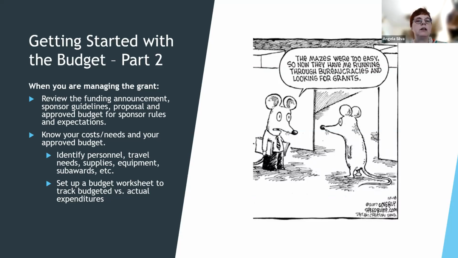And then know your costs and needs in your approved budget. Again, line item out, are they in the right category? Have you under budgeted or over budgeted? Sometimes, in the award management phase, time has passed and you'll need to make sure that you have accounted for everything and it's still a true cost. And also in this phase, if you find that you may have under or over budgeted or there's a gap missing, some sponsors may let you go back and renegotiate the budget with them. It doesn't mean that you'll get additional money, but it does mean that you can align the budget to the work ahead. And also set up a budget worksheet to track budgeted versus actual expenditures.